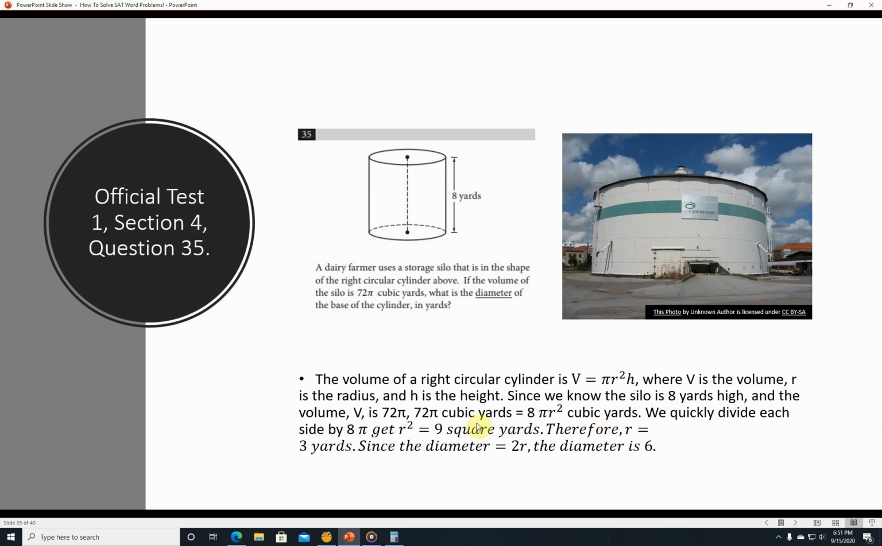Therefore, r is equal to 3 yards because we just take the square root, not the square ute. What is a ute? All right, for those of you who haven't seen My Cousin Vinny, I recommend that you watch it. But anyway, r is equal to 3 yards.